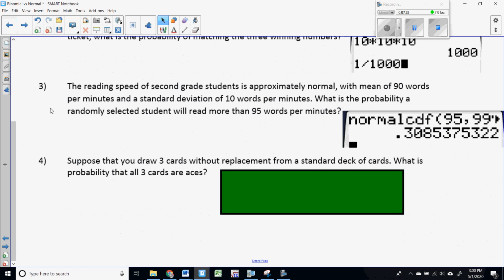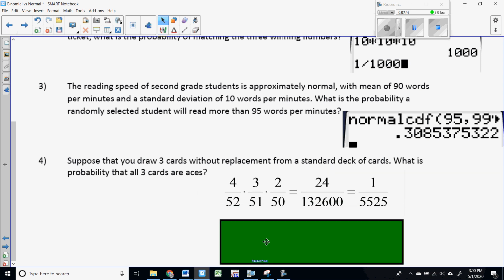And the last one, suppose 3 cards are drawn without replacement from a standard deck. What's the probability that all 3 are aces? No mean or standard deviation, not normal. No percentage, number of trials, not binomial. This is just a probability question. So what's the probability of getting 3 aces?